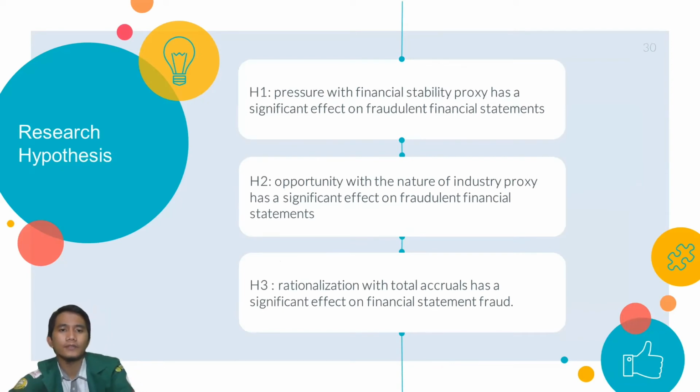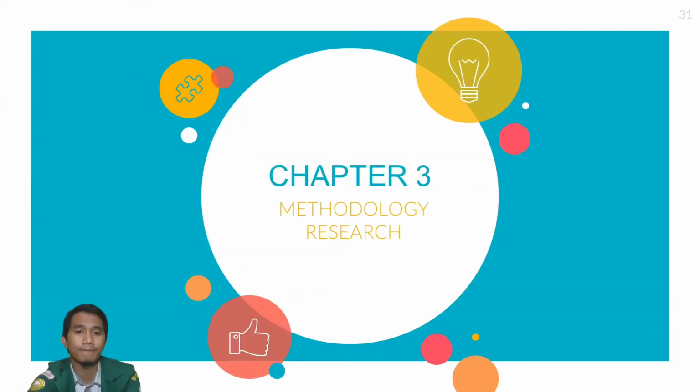Research hypotheses. One: pressure, with financial stability as the proxy, has a significant effect on fraudulent financial statements. Two: opportunity, with nature of industry as the proxy, has a significant effect on fraudulent financial statements. Three: rationalization, with total accrual as the proxy, has a significant effect on financial statement fraud.